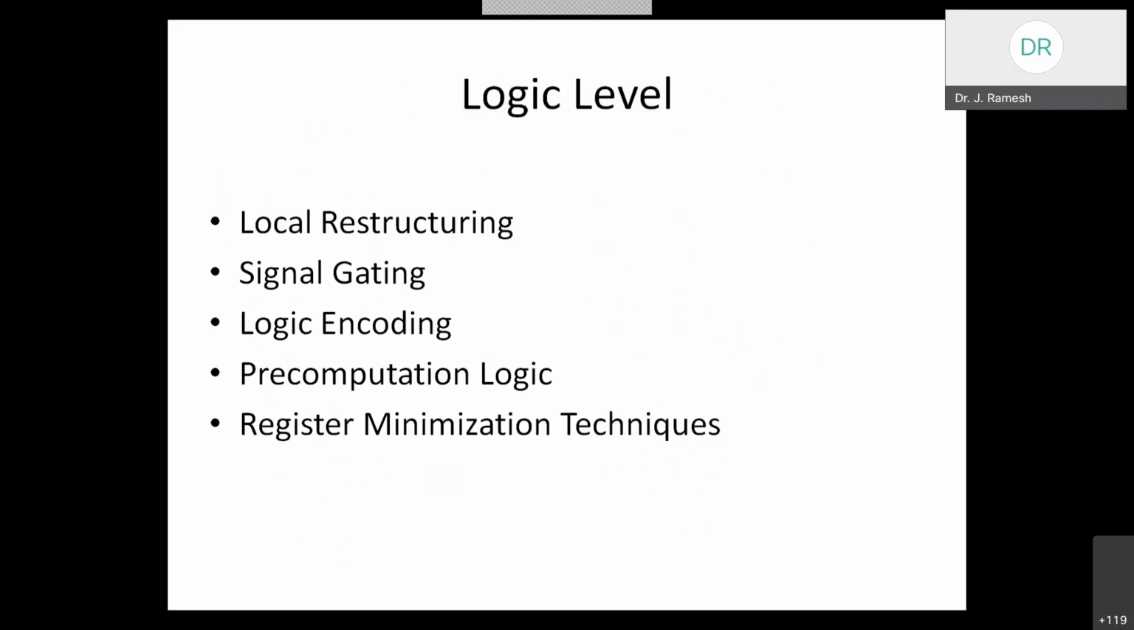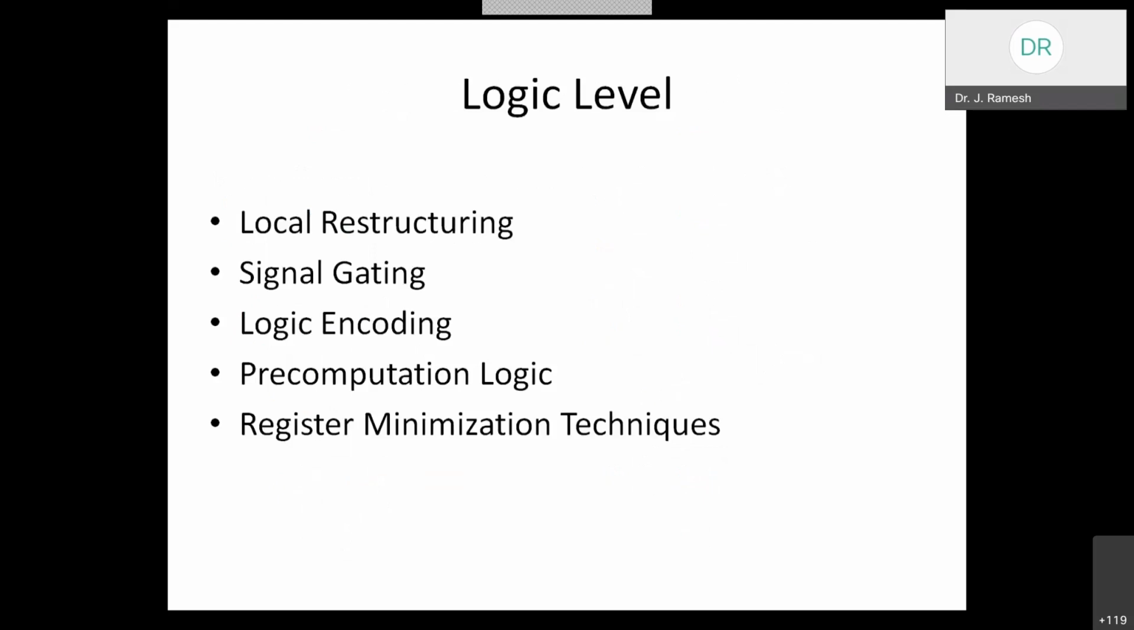And using special latches and flip-flops, we can go for a dual edge triggered flip-flop so that the frequency will be reduced by half, so that the power can also be reduced. In that way, by going for special latches and flip-flops also, we can reduce the power at the circuit level. And next we have the logic level.